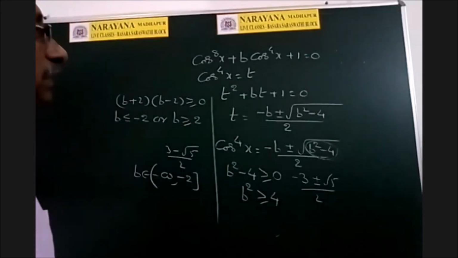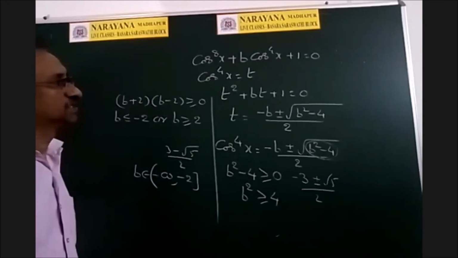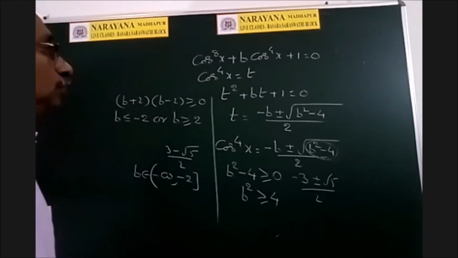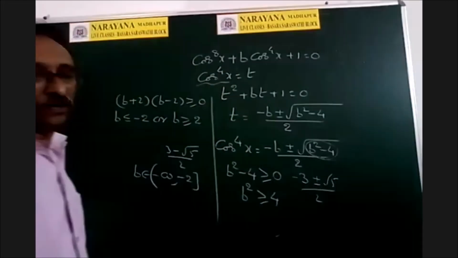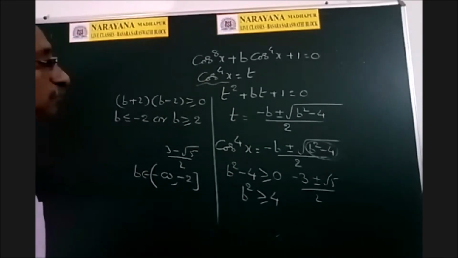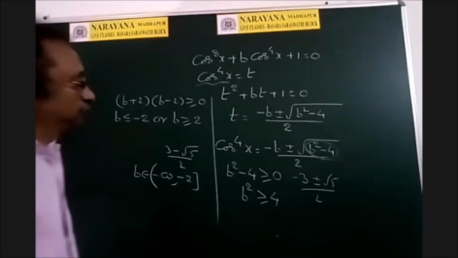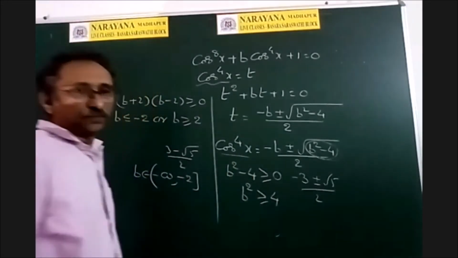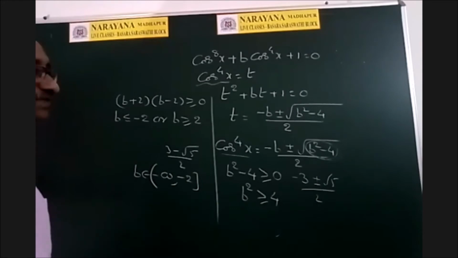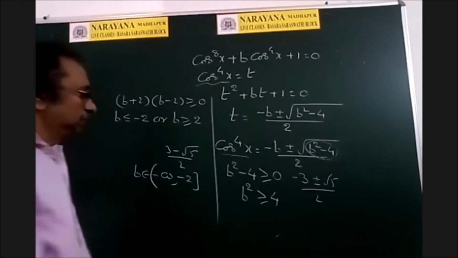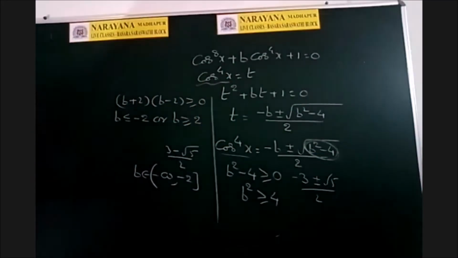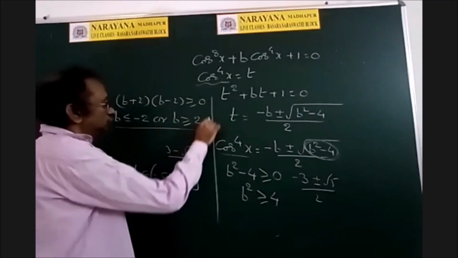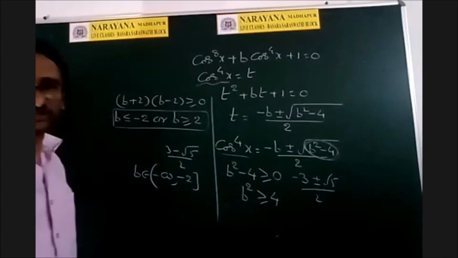See once again, cos power 8x plus b cos power 4x plus 1 is equal to 0. Therefore, let cos power 4x is equal to t. Then you will get a quadratic equation. So apply the formula minus b plus or minus root of b square minus 4ac by 2a. So t means cos 4x is equal to minus b plus or minus root b square minus 4 by 2. Now for the square root of b square minus 4, b square minus 4 must be greater than or equal to 0. So b should not lie in between minus 2 and plus 2.